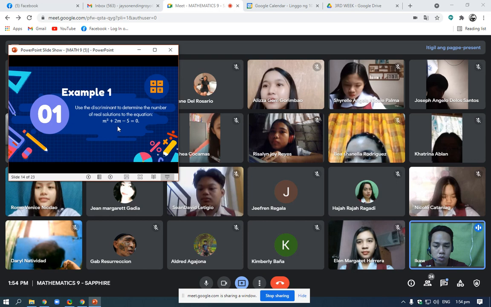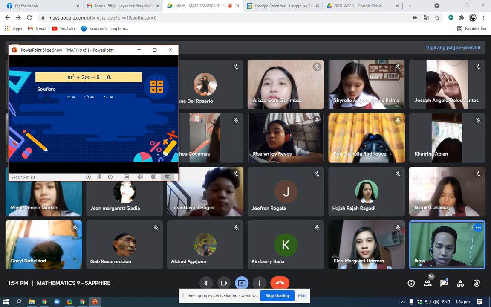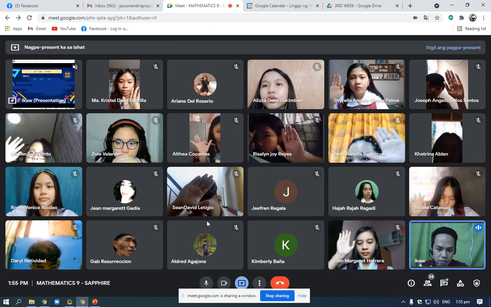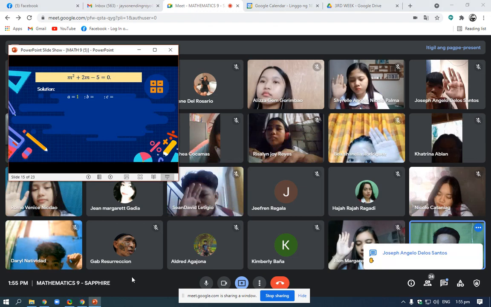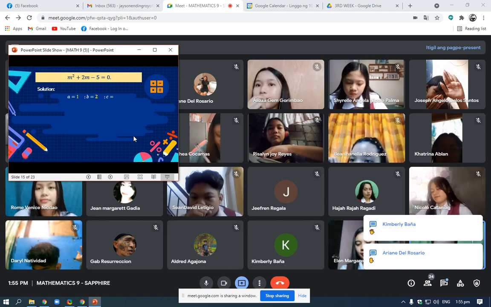So the first thing to do is to find the values of a, b, and c based on the given quadratic equation. What is the value of a? Value of a, Nicole? Okay, that is 1. How about the value of b, Daryl? Positive 2 po. How about the value of c, Eliza Jem? Negative 5 po. Negative 5.